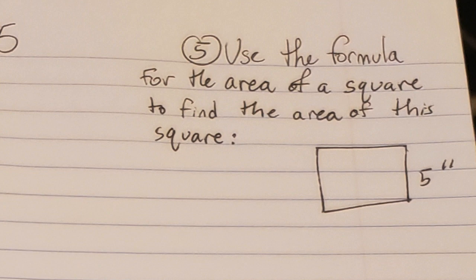All right, last one. The wording in this one is a little weird, but the question is, use the formula for the area of a square to find the area of this square. And do not take a ruler out, but we're going to pretend that each side of this square is 5 inches. All right, so we need to find the area of this square.